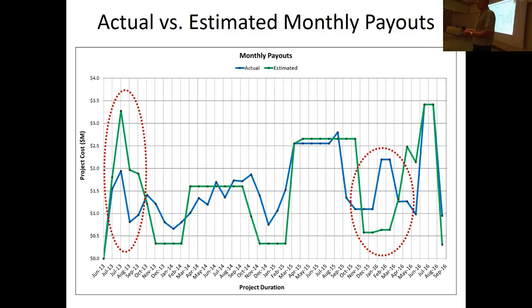What they want to do is marry those two curves, so our estimate matches what the actuals are. That's what we want. Why is that important for an owner? It's important for an owner because if they're not spending as much money as they said they were going to spend, the state legislature is going to see a pile of money sitting in a bank account that's not spent.